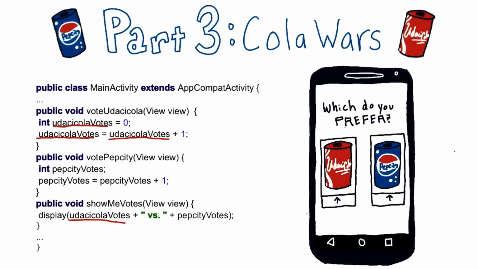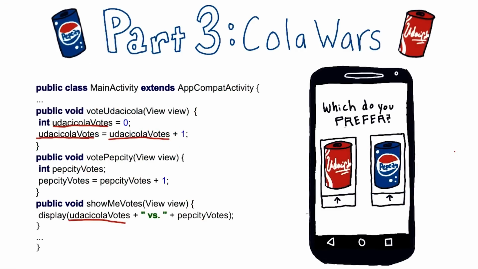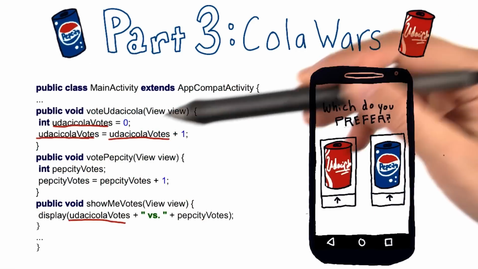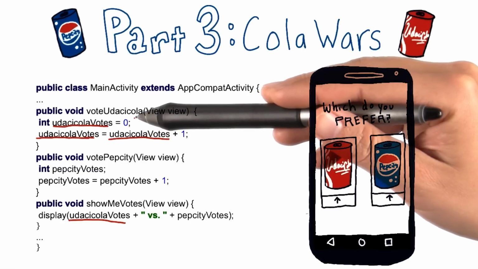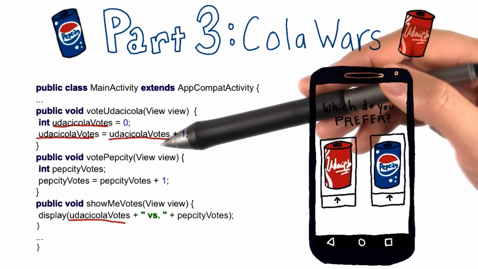So why is this a problem? Well, you would think that if 3 different people voted for Udasicola by clicking on the button, that Udasicola votes should be 3. Well, what actually happens is the first time you click on the button, Udasicola votes becomes 0, it gets 1 added to it, becoming 1, and then it gets trashed, it doesn't exist anymore.